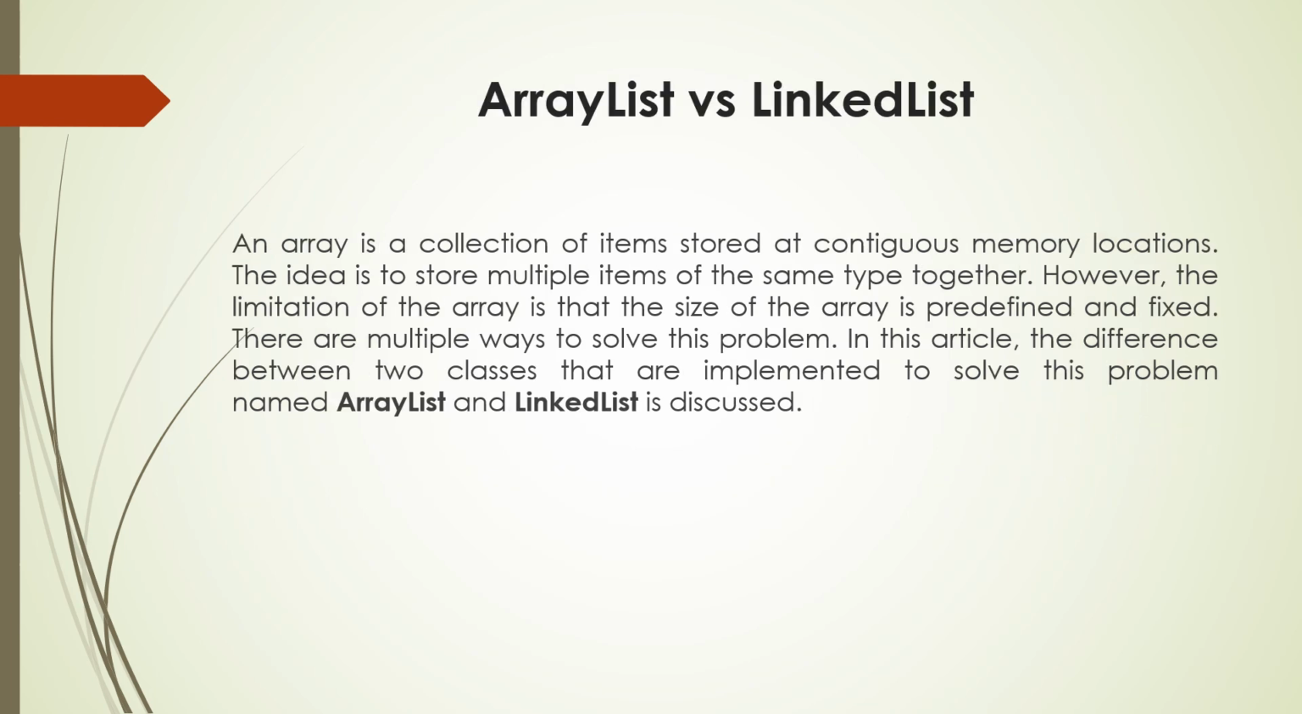Array list versus linked list. An array list is a collection of items stored in contiguous memory locations. The idea is to store multiple items of the same type together. Contiguous means storing multiple items together, whether an array list, a linked list, or any other list.